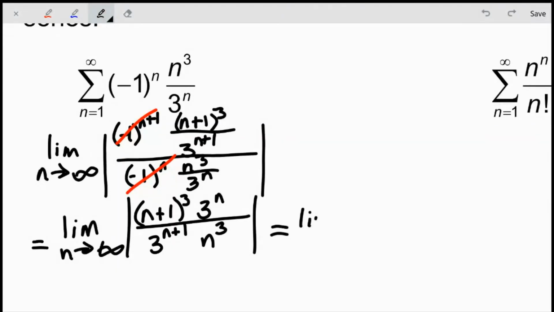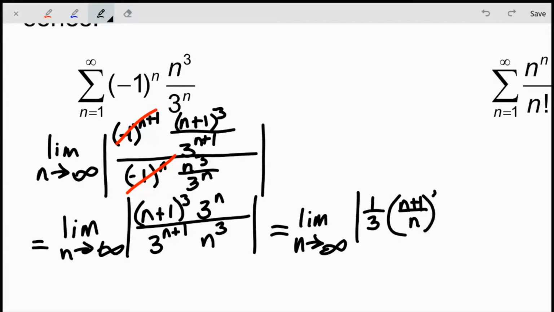So what I mean by that is, I've got these geometric expressions, or I guess exponential expressions, 3 to the n and 3 to the n plus 1. If I divide that out, I've essentially just got a 3 in the denominator. So that's going to be 1/3. And then if I look at these cubic expressions, I essentially have n plus 1 over n all cubed. And we're taking the limit of that as n approaches infinity.